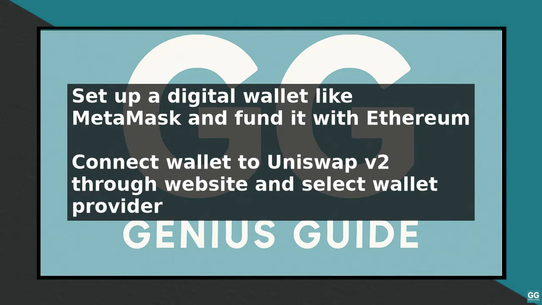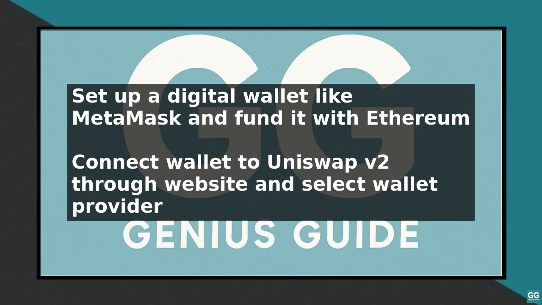To swap on Uniswap v2, you will need to have a basic understanding of cryptocurrency and decentralized finance. The first step is to set up a digital wallet such as MetaMask and ensure it is funded with Ethereum.